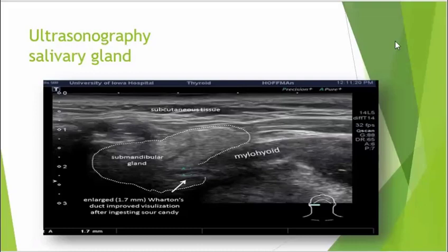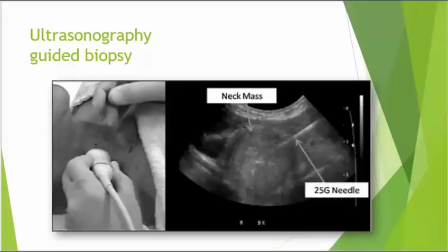Ultrasonography is used as the first-line imaging modality in salivary gland diseases. This is ultrasonography taken for the submandibular region, showing the submandibular gland and its duct. If any sialolith were present here, it would show a stricture in the duct. A special use for ultrasonography is in the guided fine needle biopsy, as we'll see in the next slide in this video.